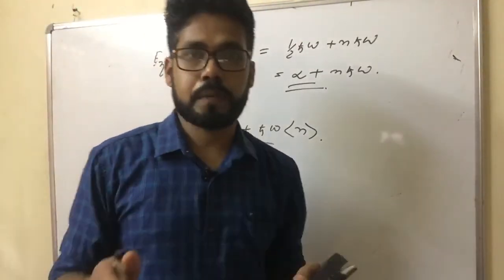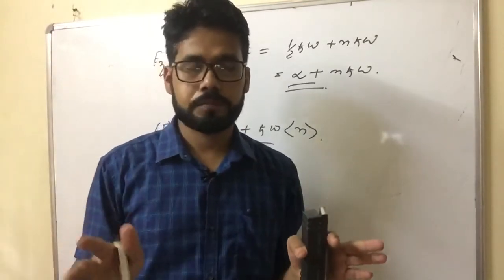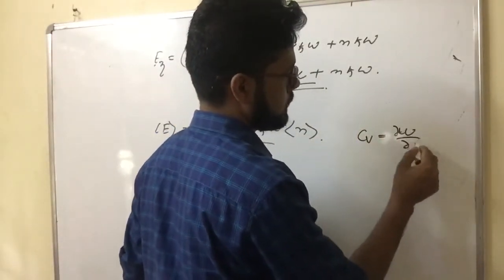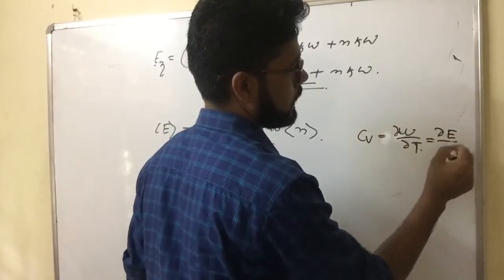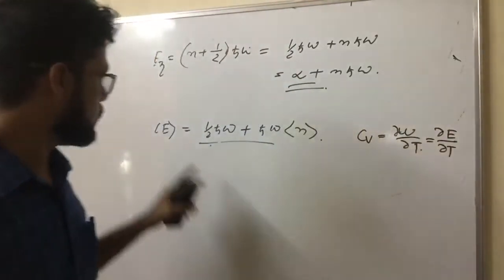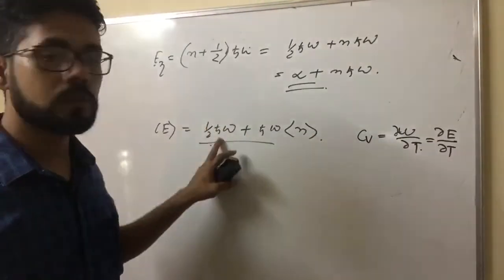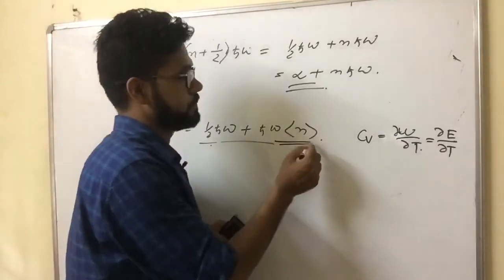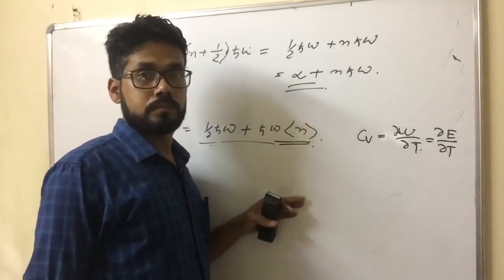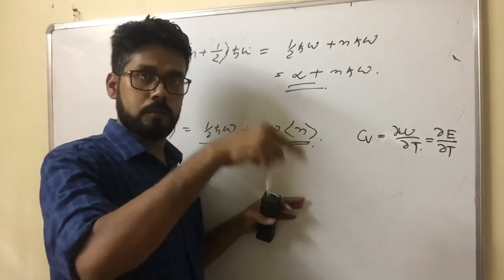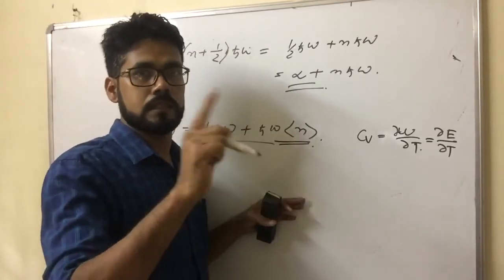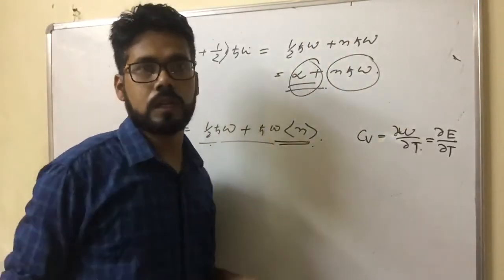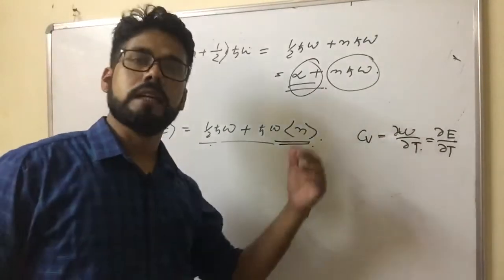But whenever you go for the specific heat calculation, what is the specific heat formula? C_V equal to dU by dT. Here I have written mean energy as E, so dE by dT. If you take dE by dT of the mean energy, this constant part gives 0, and the mean energy depends only on the second part. So what does it mean? Whether you consider zero point energy or not, the specific heat does not depend on this constant value, only on this variable term. I will show this whenever we discuss the Debye and Einstein theory from the statistical viewpoint.